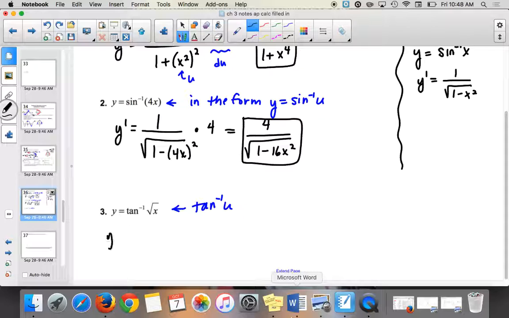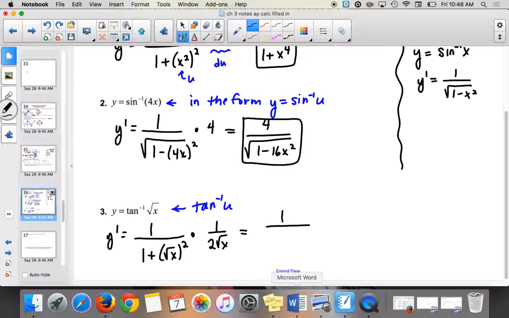This is in the form inverse tangent of u, right? So when we take the derivative, it's going to be 1 over 1 plus our u value squared, so square root of x squared, times du. Do you guys now know the derivative of square root of x right away? 1 over 2 root x, good. Or you could write 1/2 x to the negative 1/2 and change it.